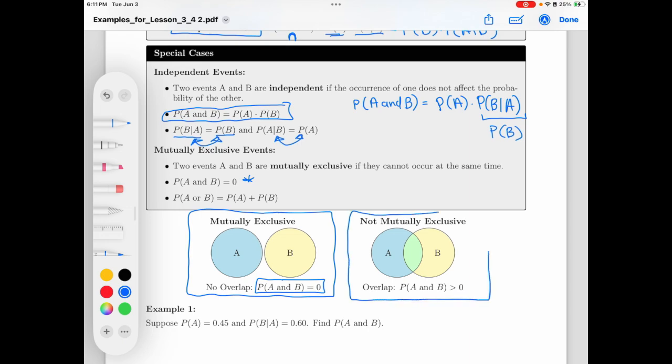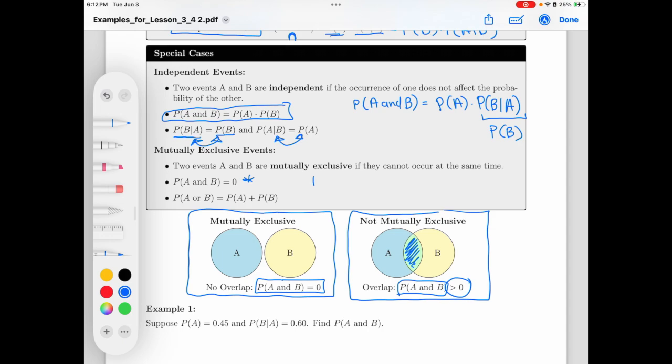So that's written here. When you have events that are not mutually exclusive, that means there is overlap. So they have something in common, which means when you find the probability of both A and B happening together, it's going to be something other than 0.